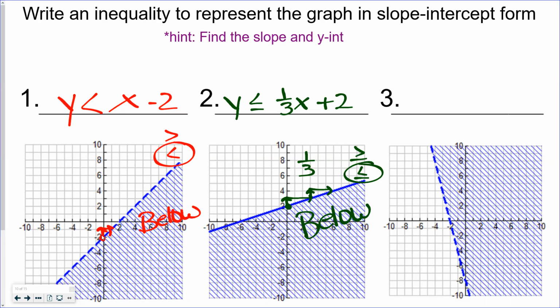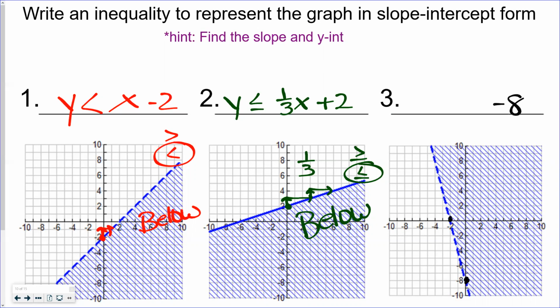Let's try the last one. Again, pause the video and see if you can do this on your own. Okay, I have a y-intercept of -8. My slope, let's see here.